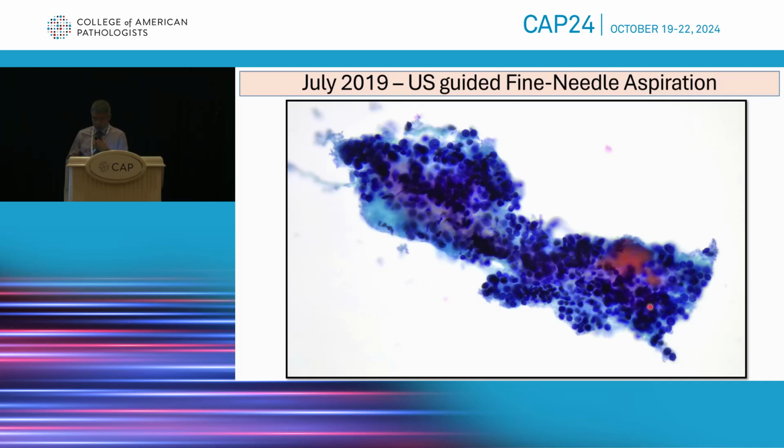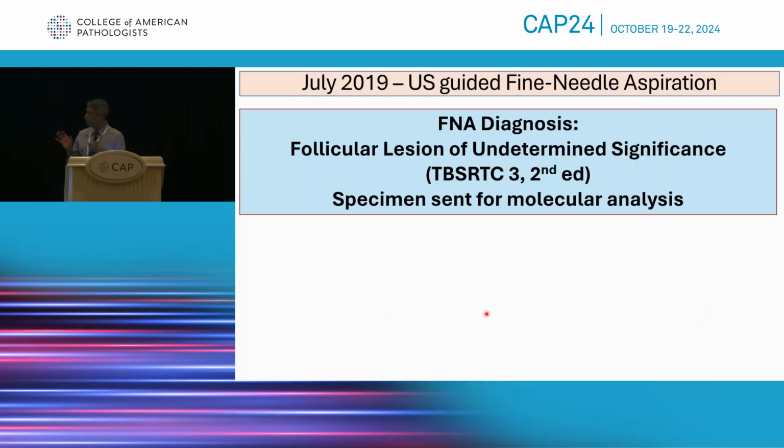And you can see there is also thick colloid here, and a little bit of, if you call it microfollicles, whatever term you use. But there's a very monotonous population of the cells. So this was actually classified as Bethesda 3 because of these features. But this could also be a good Bethesda 4. But it was sent for molecular analysis.